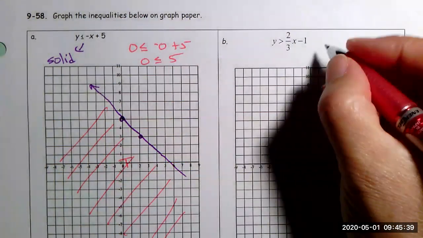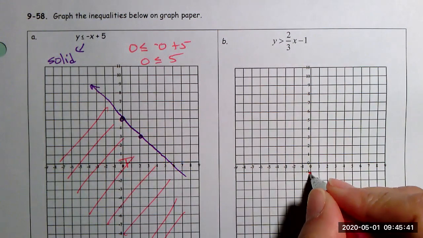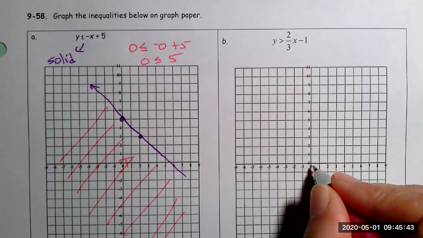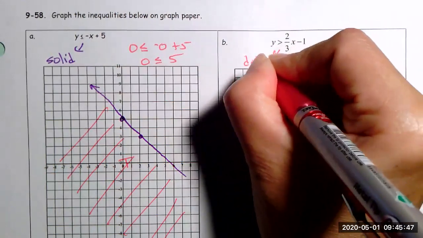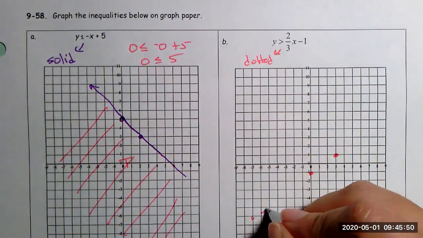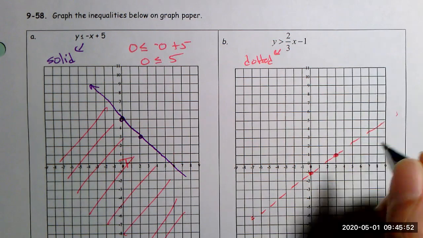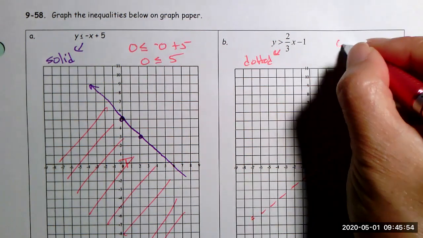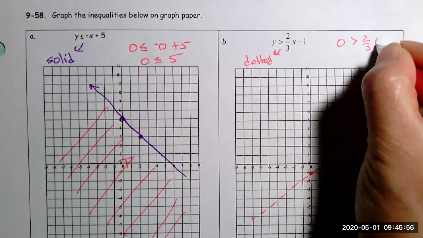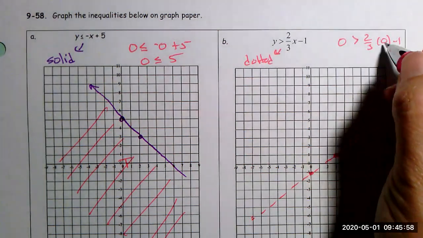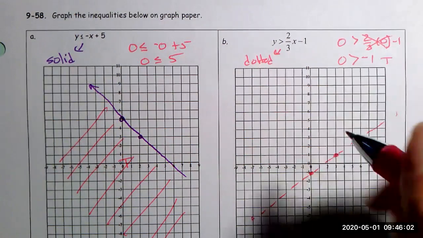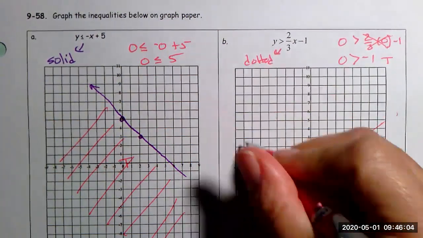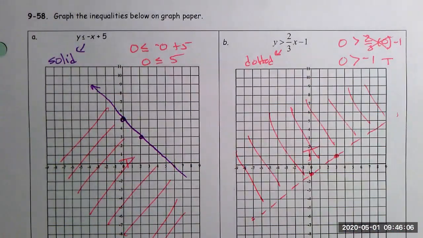Let's check this one. I'm going to start at -1, go up 2 over 3. This is a dotted line. It's going to look something like that. I'm going to test the point 0, 0. So 0 greater than -1, that is true. So this side is true. I'm going to go ahead and shade this side.